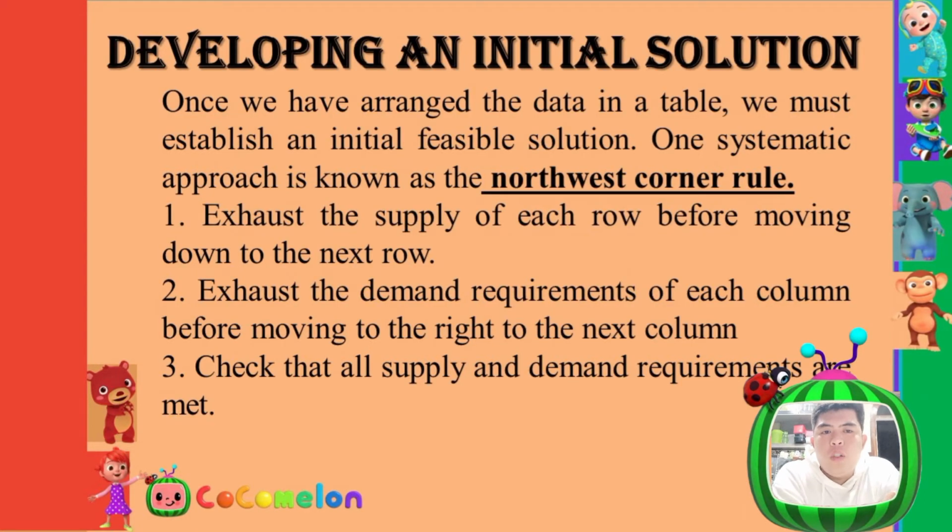So now let's proceed to developing an initial solution. Once we know those three important things, which is the unit shipping cost, the supply, and demand, and once we have arranged the data in a table, we must establish an initial feasible solution. One systematic approach is known as Northwest Corner Rule. So, in developing an initial solution, we need to exhaust the supply of each row before moving down to the next row, and then exhaust the demand requirements of each column before moving to the right to the next column. And then lastly, check that all supply and demand requirements are met.